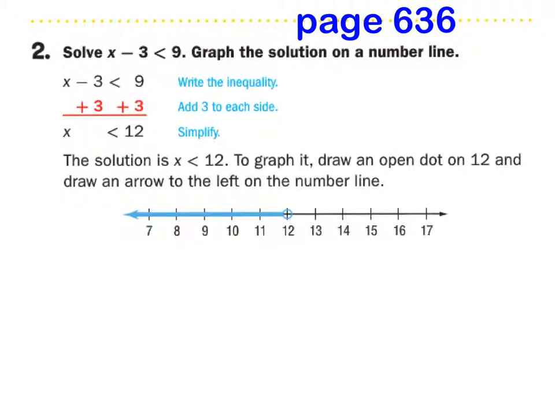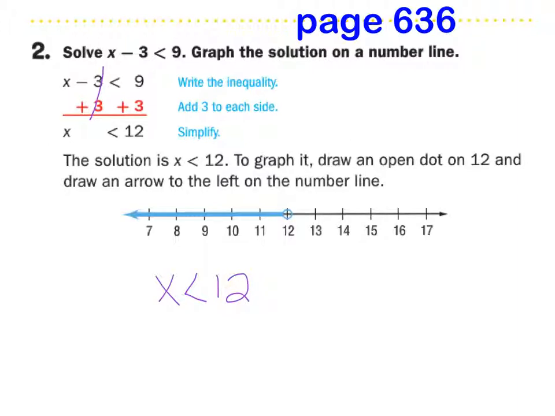Try another one. Solve x minus 3 is less than 9, and then we're going to graph the solution. The 3 is attached to the x with subtraction, so we'll add 3 on the left and add 3 to the right. The 3's then cancel, and all we're left with is x is less than 9 plus 3, which is 12. So x is less than 12.